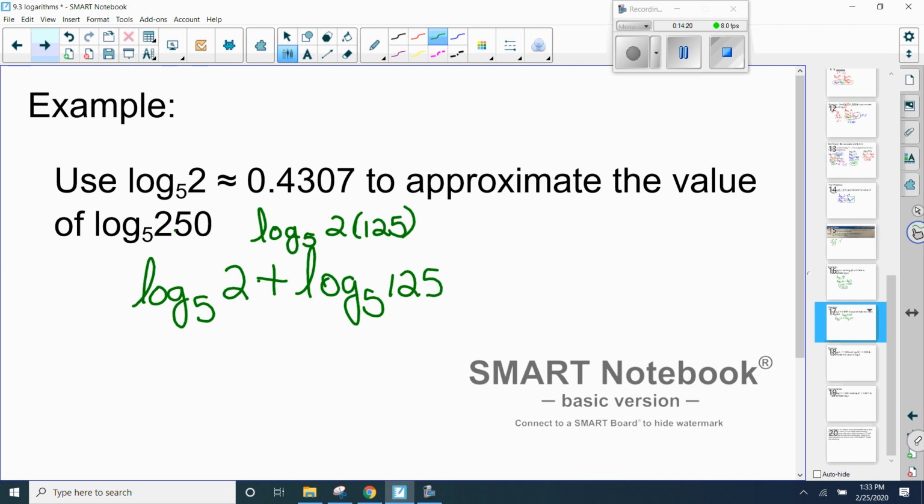Now what's this have a value of? 0.4307. 5 to what power is 125? 5 to the third. So your answer is 3.4307.